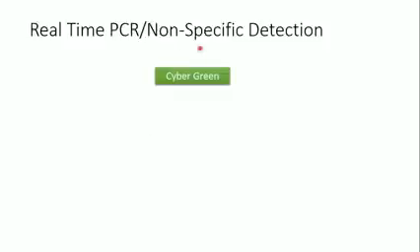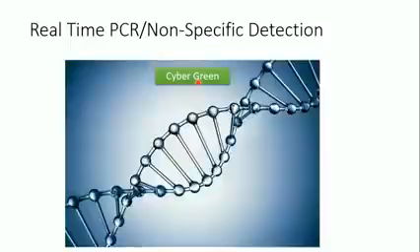Cybergreen is a green fluorescent fluorophore, of course. From its name, it's green, and it can detect the double-stranded DNA. It's very sensitive to double-stranded DNA. So let's say we have a double-stranded DNA. The cybergreen can bind to the minor groove of the double-stranded DNA.